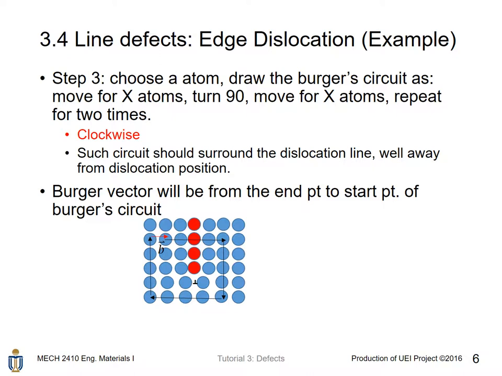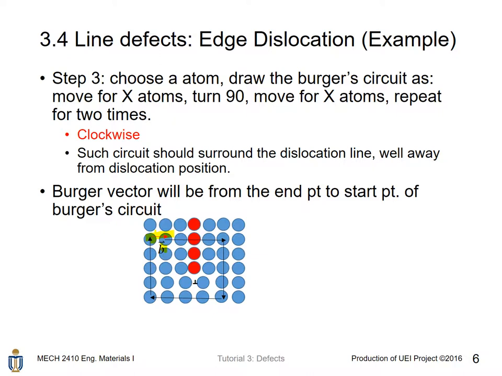Draw the Burgers circuit: move for x atoms, where x is an integer, turn 90 degrees, and then move for x atoms and turn 90 degrees, and repeat the process 2 times. The direction should be clockwise, and such a circuit should surround the dislocation line, well away from the dislocation position. And the Burgers vector b, which is here, the red arrow, will be from the end point to the start point of the Burgers circuit.